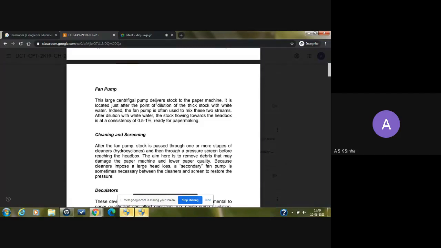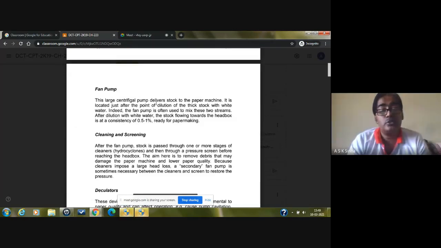velocity. At that point, we can again dilute the thick stock by adding white water or dilution water. The fan pump is often used to mix these two streams. And after dilution with white water, the stock flowing towards the head box is at a consistency of generally 0.5 to 1%. So these are the important equipments used in the approach flow system.